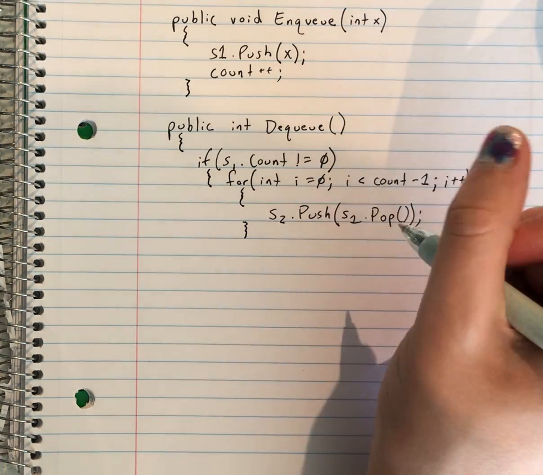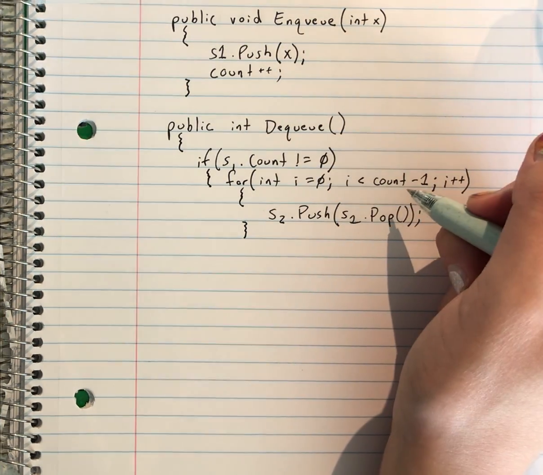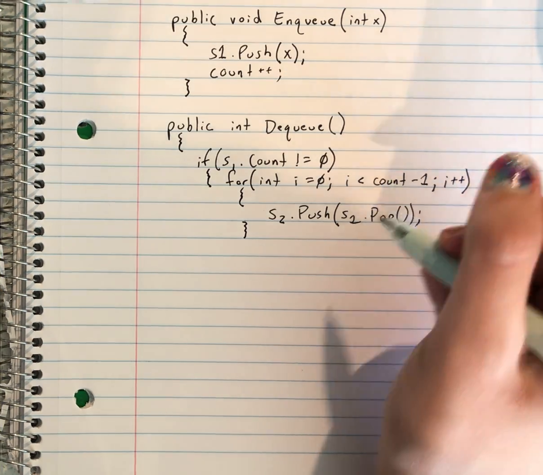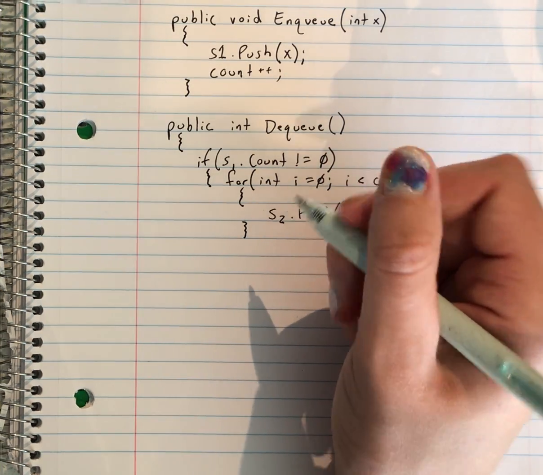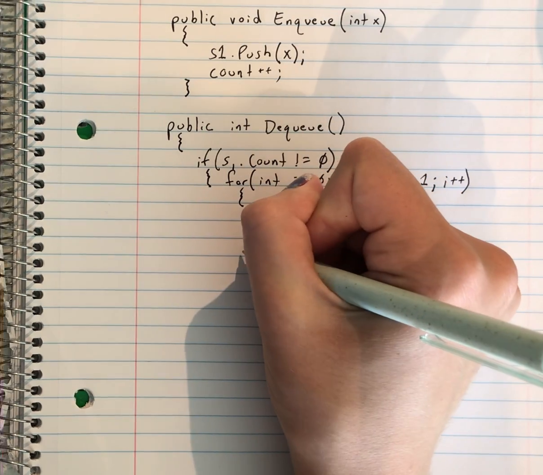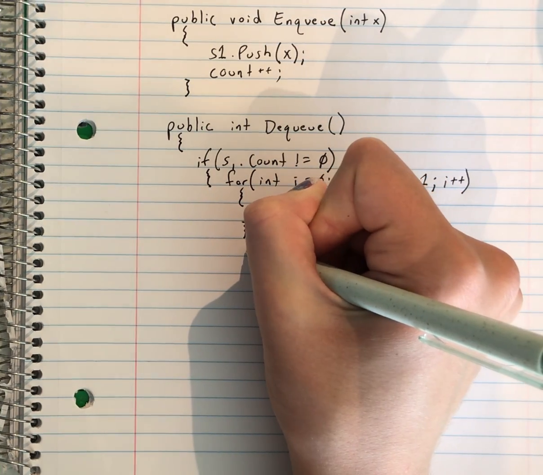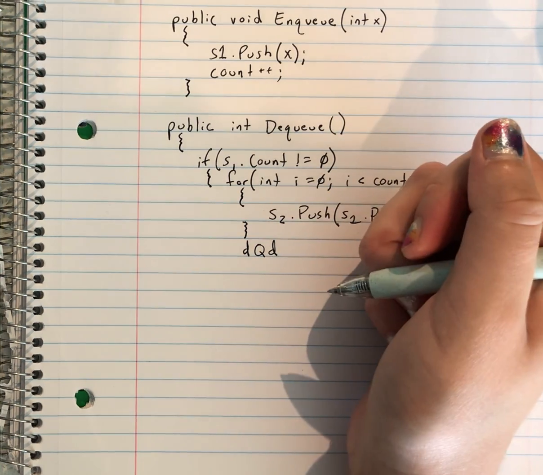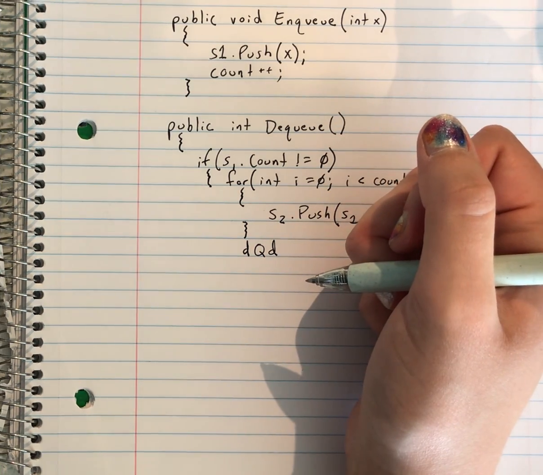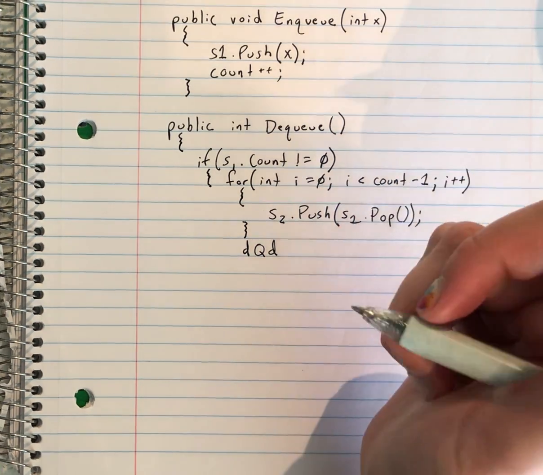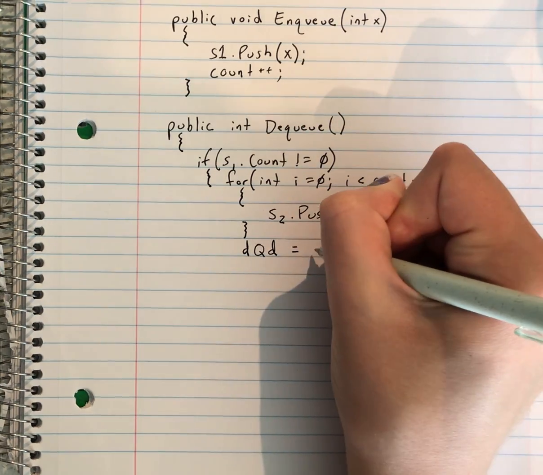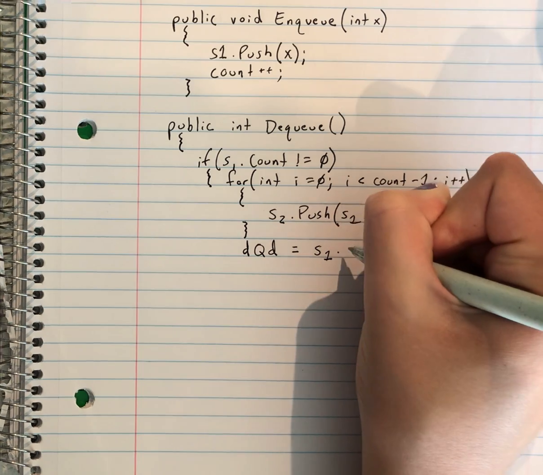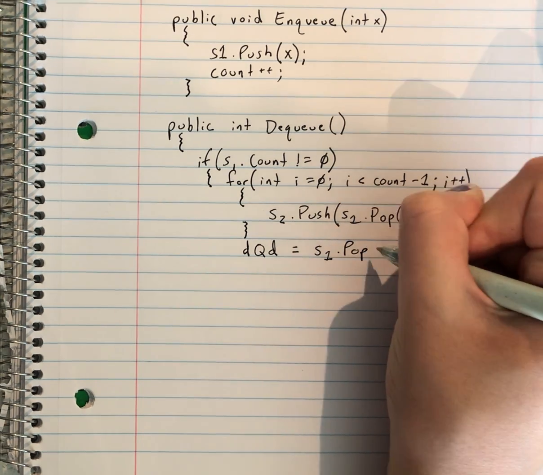Now right now we have all of the elements that used to be in stack 1 besides one element in stack 2. So what we'll do is we'll pop the last element and set that equal to dequeued. Because it was at the bottom of the stack, it's essentially what is meant to be at the front of the queue. So now we've popped our last element.